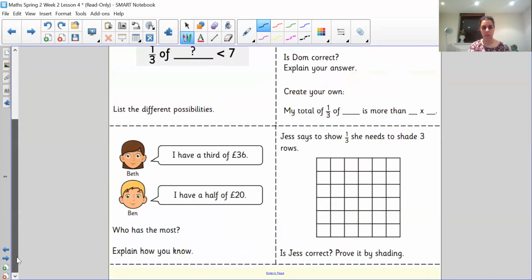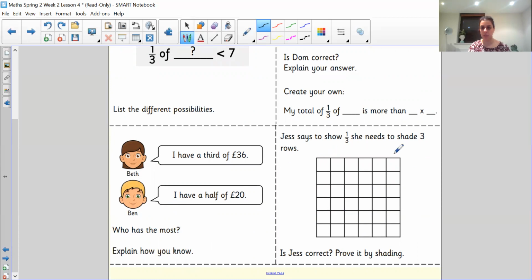I have a third of 36 pounds. I have half of 20 pounds. Who has the most? Explain how you know. And the last one here, it says Jess says to show a third, she needs to shade 3 rows. Is Jess correct? Prove it by shading it.